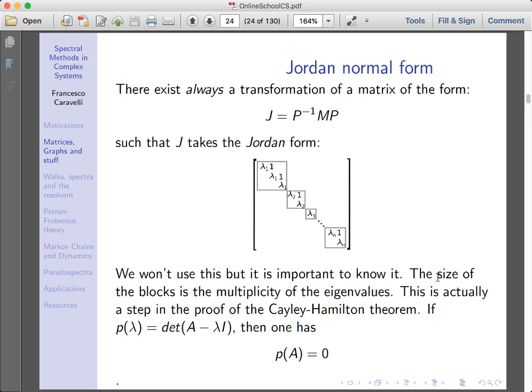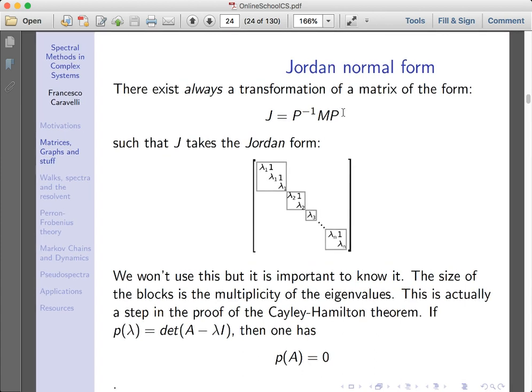But remember that for symmetric matrices, we could always reduce the matrix by calculating the eigenvectors to a form where J is diagonal. The most general version of this is the Jordan normal form, and basically, instead of having a diagonal matrix, you get a matrix which is block diagonal, and the blocks are called Jordan blocks.